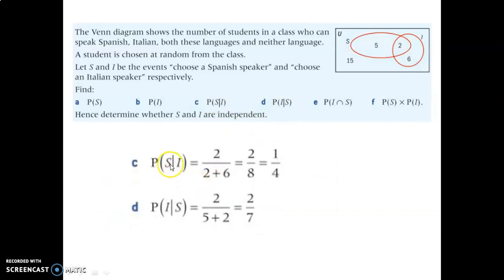Okay, so C, these are two dependent statements here, or conditional probability. So S, given that I has occurred, so the S portion out of the I circle, right? So the S portion, here's the I circle, 8 things, and the S portion is 2. So 2 out of 8, which reduces to 1/4. Same thing now for I, given that S has occurred. It's the I portion of the S circle. So here's the S circle, the I portion is 2, so 2 out of 7. Here we go. Okay, try E and F.